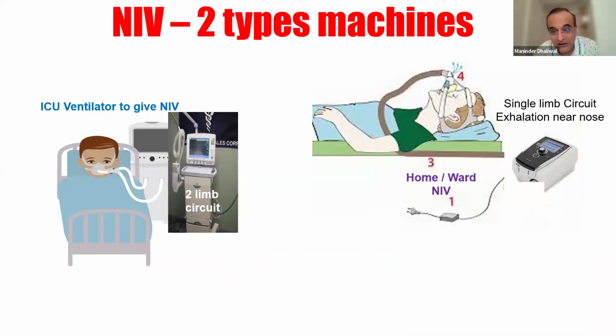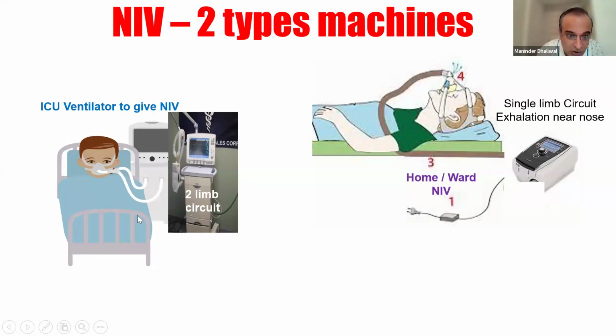So this NIV can be given at home, or versus there can be your ICU ventilators which can also give NIV, non-invasive ventilation. So over here, if you can see, these have two circuits. There's an inspiratory circuit, then there's a mask, and there's an expiratory circuit. So there's no leak in the system, because this machine should know how much flow and volume I'm giving and how much flow and volume I'm getting back.